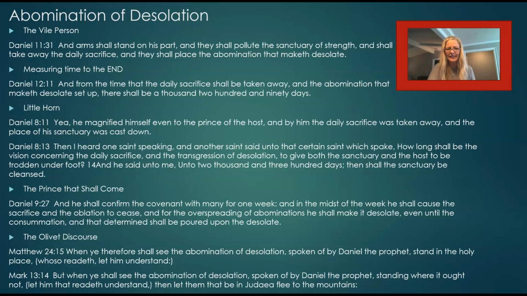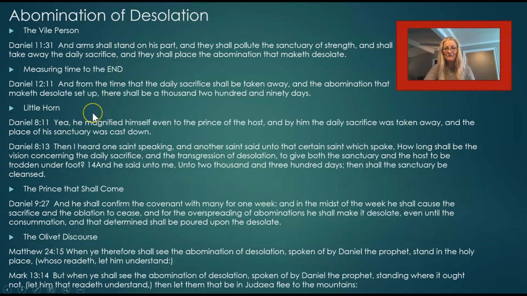Daniel 12:11 says that from the time the daily sacrifice shall be taken away and the abomination that maketh desolate set up, there will be 1,290 days. So we'll talk about that time period in another video. But look, the daily sacrifice is removed and the abomination is set up. This is exactly what's described of the vile person in Daniel 11:31.